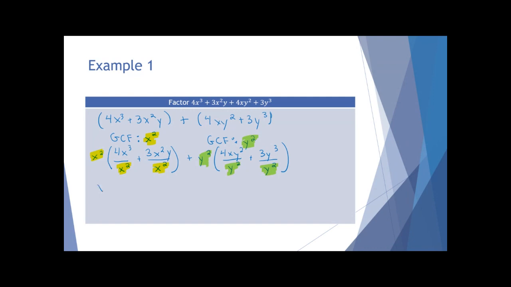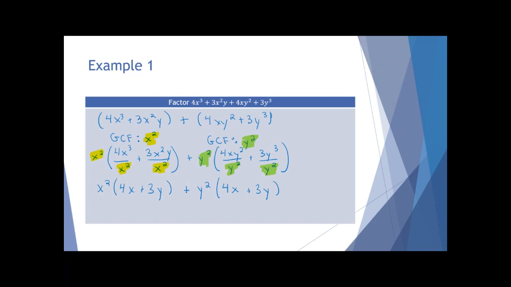So now I'm going to simplify. So I keep my x squared in front for the first set. And then I follow the rules of exponents where I subtract the exponent. So that's going to leave me with a 4x plus 3. The x squareds cancel, and I'm left with just a y. Then I have y squared, and I'm left with 4x, the y squareds cancel, and then 3y.